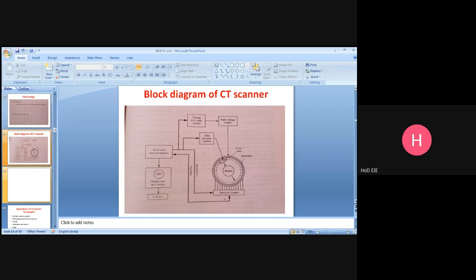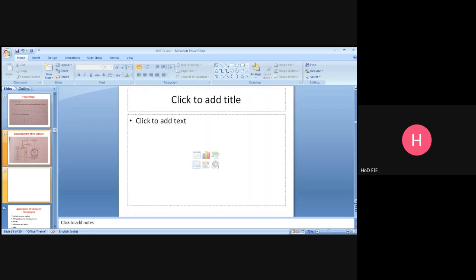Now, when you talk about present day machines, you are able to get slices even with very high resolution in about 1 to 2 seconds, with very high precision.